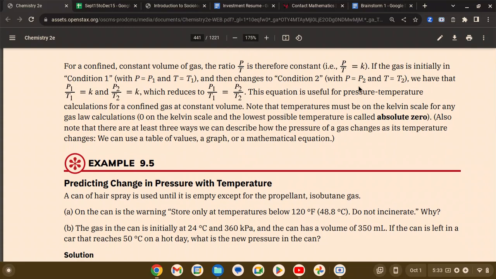Zero on the Kelvin scale is the lowest possible temperature, called absolute zero. Also note that there are at least 3 ways we can describe how the pressure of a gas changes as its temperature changes. We can use a table of values, a graph, or a mathematical equation.